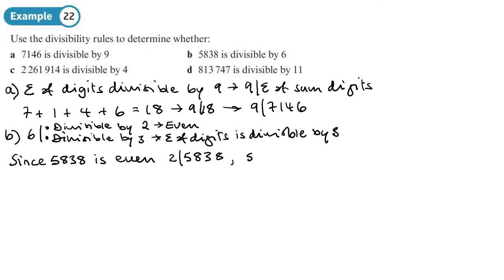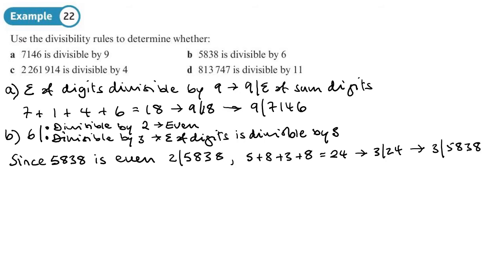So we've got 5 plus 8 plus 3 plus 8. That's 24. Okay, 24 is divisible by 3, or 3 divides 24. So that means that the number 5838 is also divisible by 3.